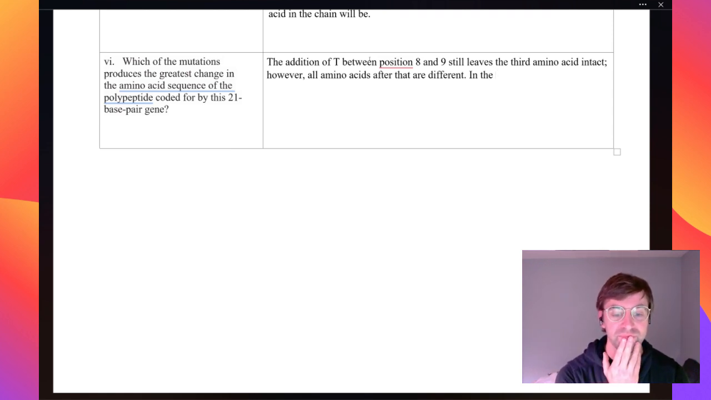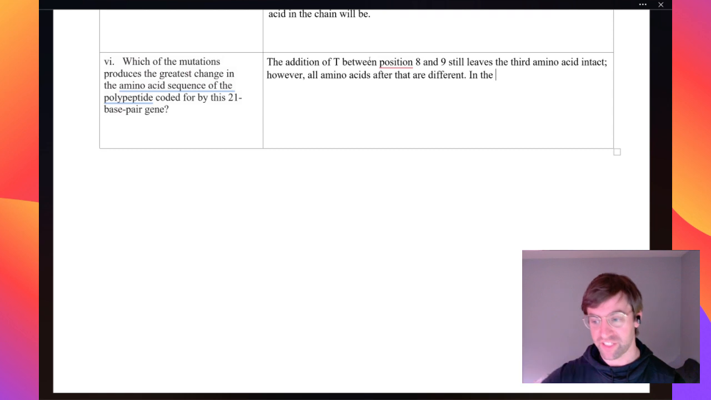So, okay, the addition of the T between 8 and 9 leaves that third amino acid intact and changes everything after. That's a big change. We don't necessarily know what that's going to be, but the stop codon, let's see.